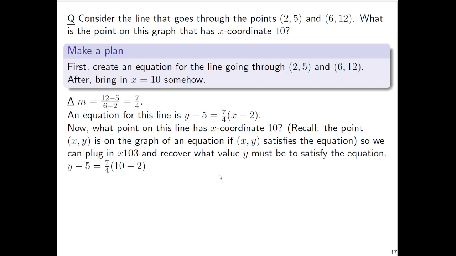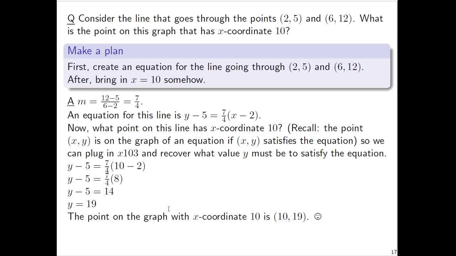So plug in 10 for x, and then let's simplify. 10 minus 2 is 8. On the right side, you still have 8 over 1. So the factor of 4 on top and the factor of 4 on bottom cancel. You're left with a 2 in the numerator. 7 times 2 is 14. Then add 5 to both sides. So for a point on the line when the x coordinate is 10, the y coordinate has to be 19. Therefore, the point on the line where the x coordinate is 10 is the point 10, 19.